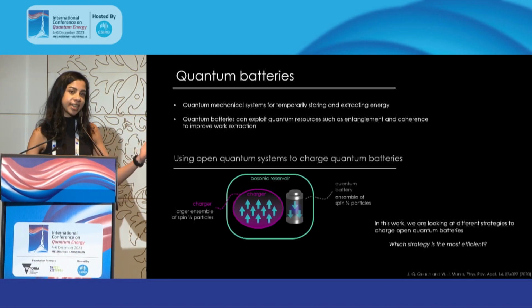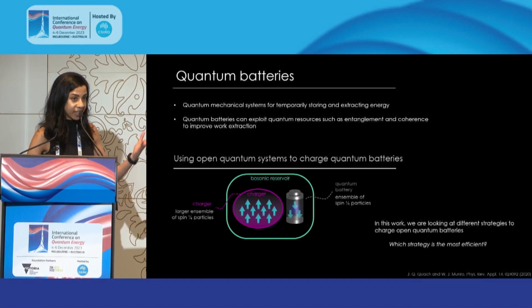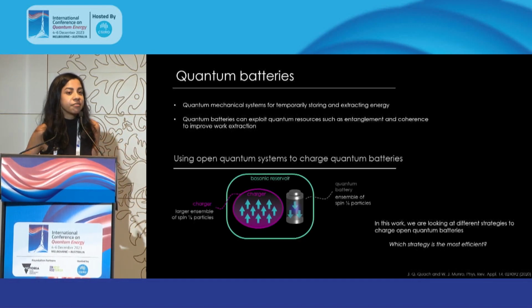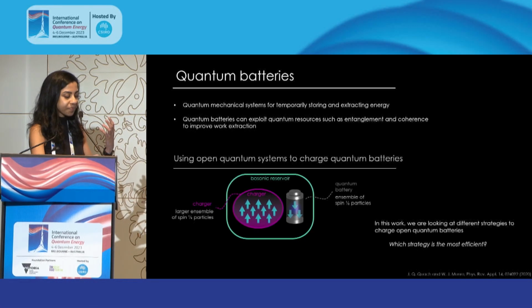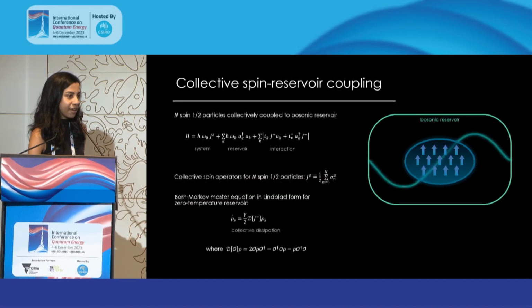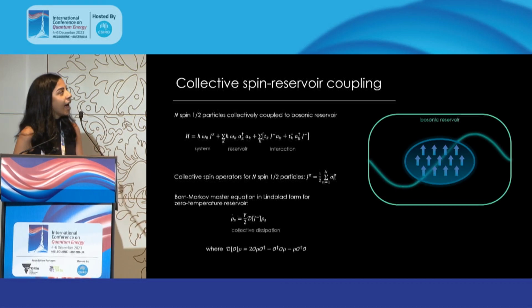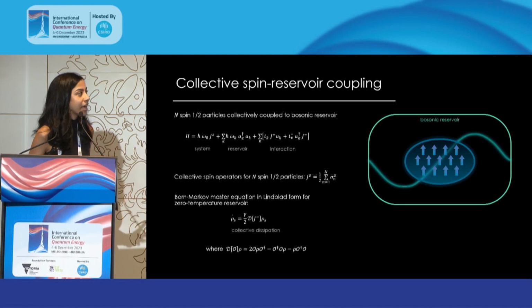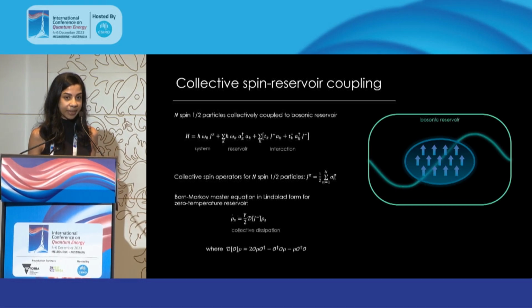And what I'm interested in is various modifications to this protocol. And we're going to consider which is the most efficient. And I'll talk about what I mean by efficiency later on. But before that, we need to go through the physics for how this process is enabled. So I want to spend a little bit of time talking about this collective spin reservoir coupling.